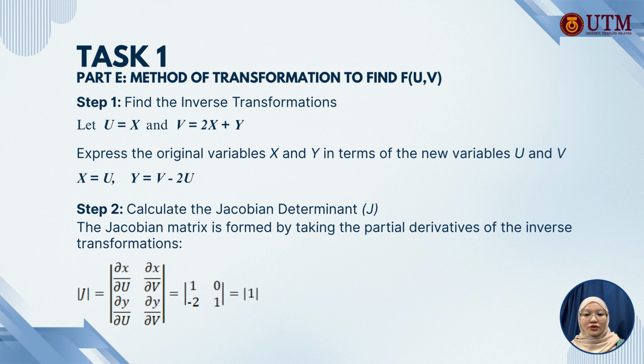The last part in this task is to find function f(u,v) by using the method of transformation. First step is we need to find the inverse. So we let u equal x and v equal 2x plus y. And then we express the original variables. So x equals u, y equals v minus 2u. Second step is we need to find the Jacobian. The Jacobian is when we differentiate x in terms of u and v, and also differentiate y in terms of v and u. So we will get the Jacobian is 1.